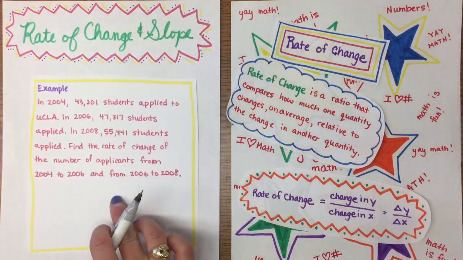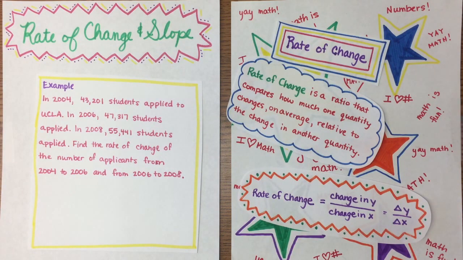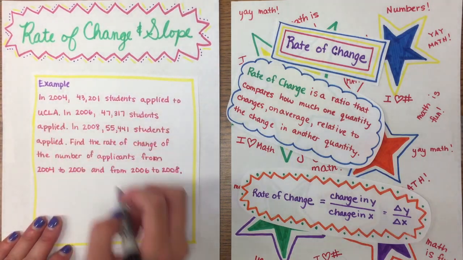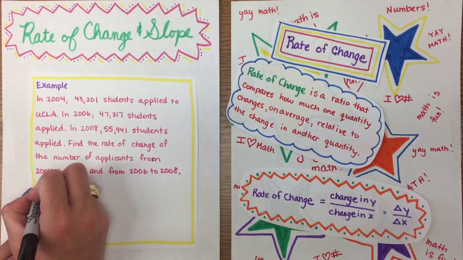One last example for rate of change. In 2004, 43,201 students applied to UCLA. In 2006, 47,317 students applied. In 2008, 55,441 students applied. Find the rate of change for the number of applicants from 2004 to 2006 and 2006 to 2008. I'm going to convert all of these into ordered pairs.